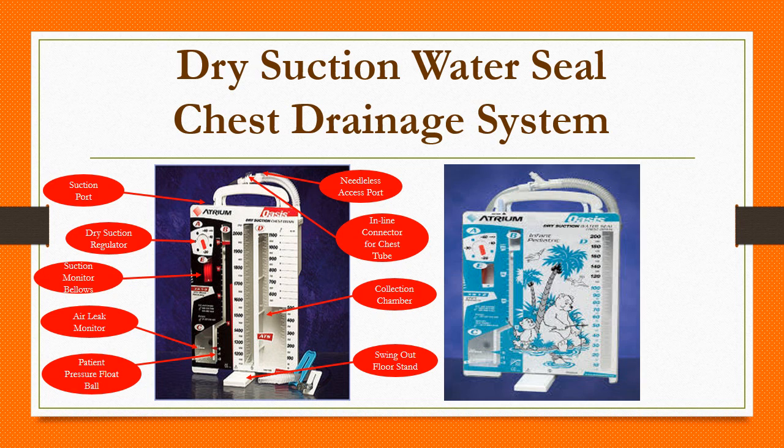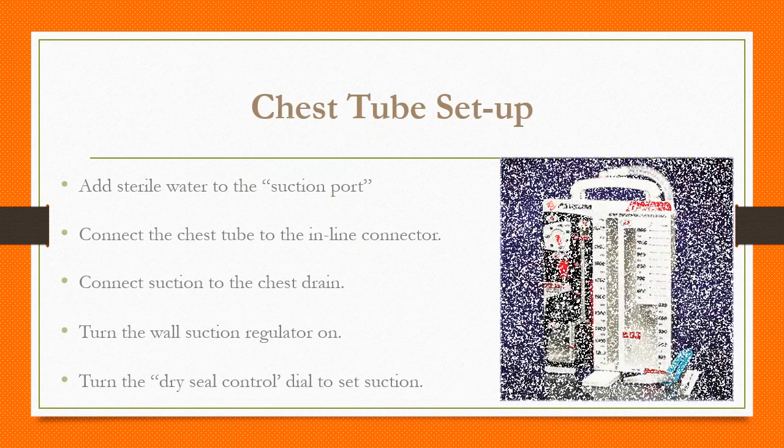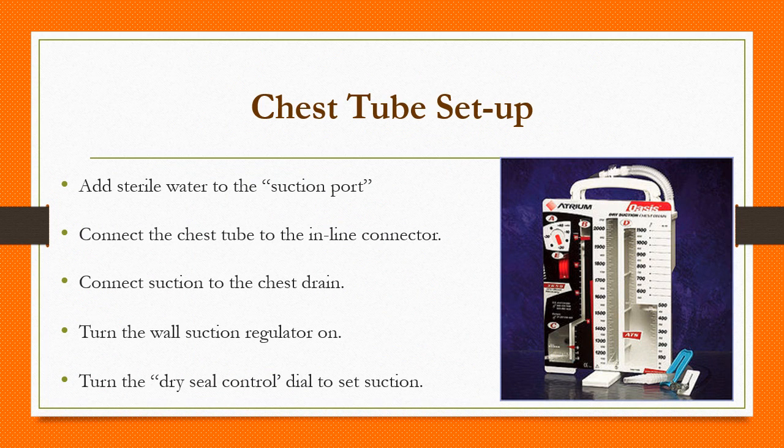The corrugated tube at the top right of your atrium is the inline connector for the chest tube, and located on that is your needleless access port. Let's go over the steps for setting up a chest tube. Begin by opening the sterile chest tube package.